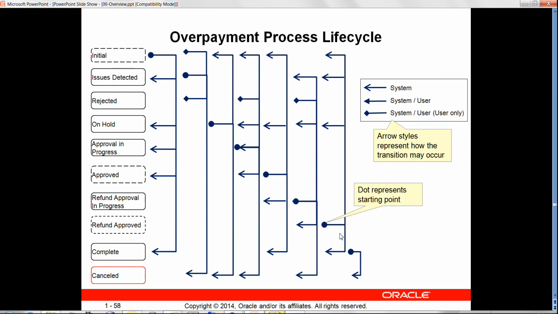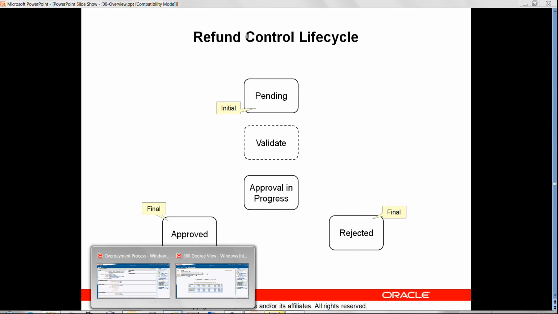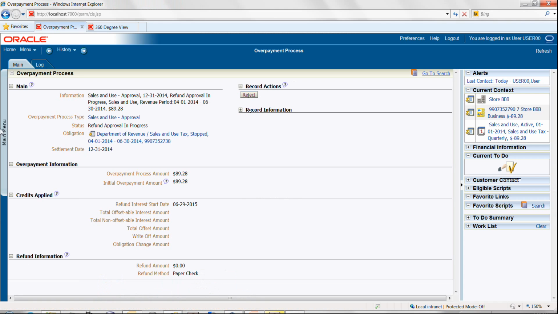The life cycle of the overpayment process is actually rather complicated. What we have done and seen so far is that we started with the initial state, and we have moved on to approved, and the approved state could then go to a state called refund approval in progress. To understand that, we have a different life cycle called refund control, and we're going to look at that at this moment. So I'm going to go back to my overpayment process, and the state of the overpayment process is now in refund approval, because we now need to create something called a refund control.